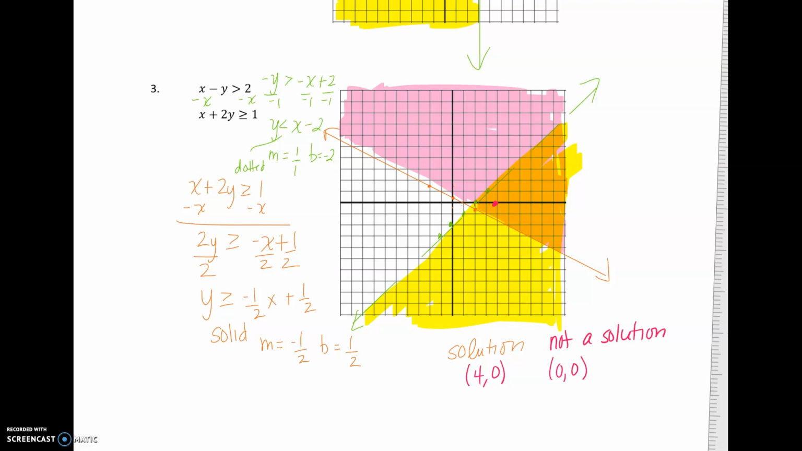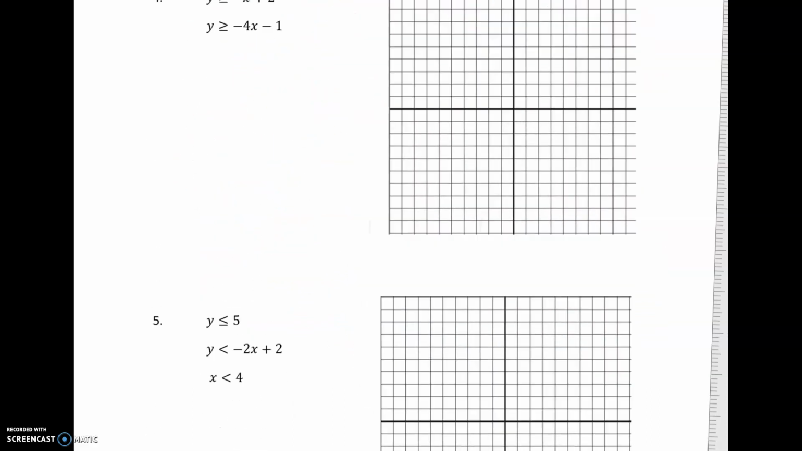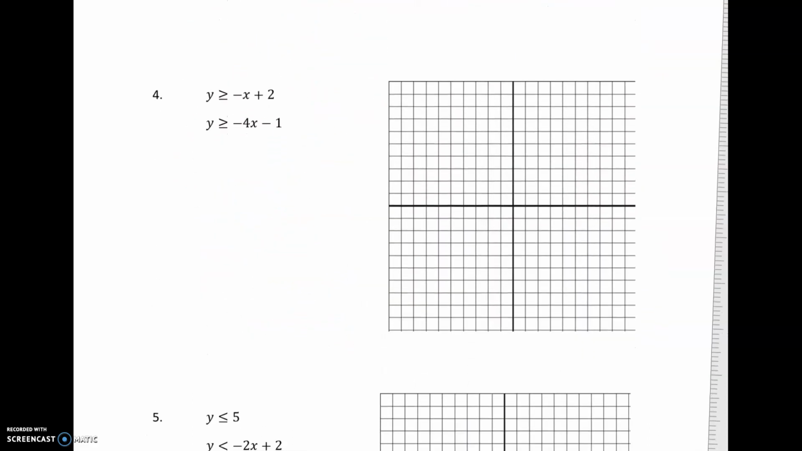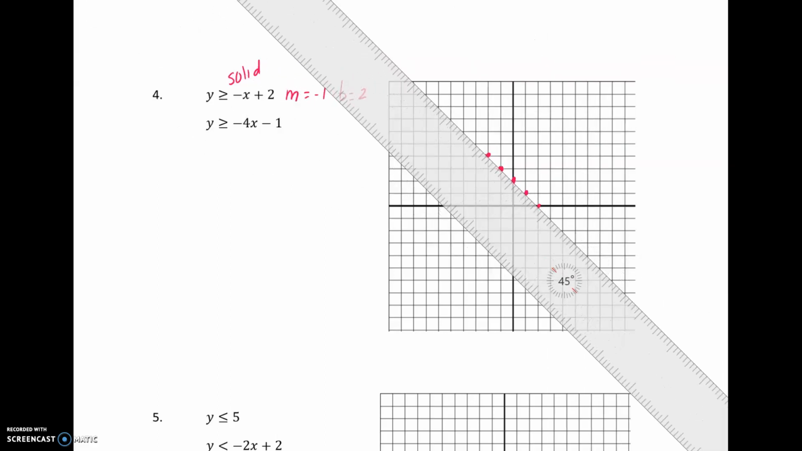All right, so hopefully you finished that one off and your answer looks like mine. Let's go to number 4. Number 4 is nice because both of these are already in slope-intercept form. So I get m for y is greater than or equal to negative x plus 2. M is negative 1 and b is 2, and it's a solid line. I'm going up 2 from the origin, down 1, right 1, up 1, left 1, up 1, left 1. And then I'm going to draw my solid line.